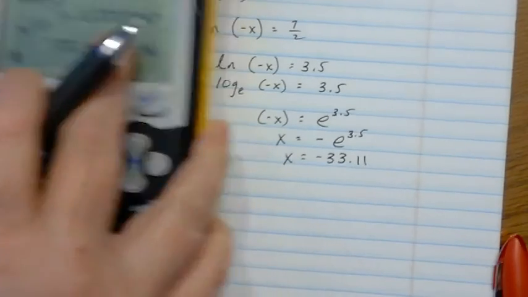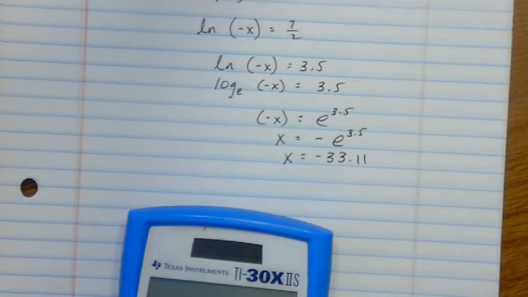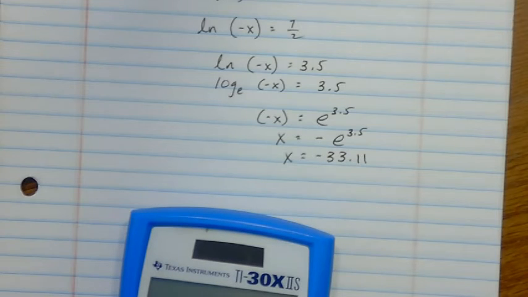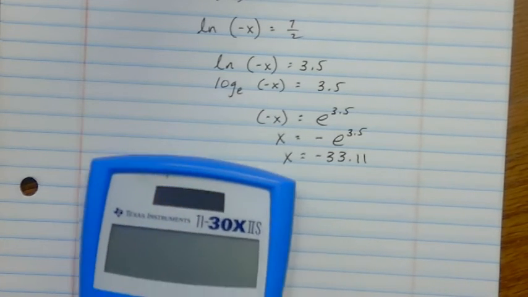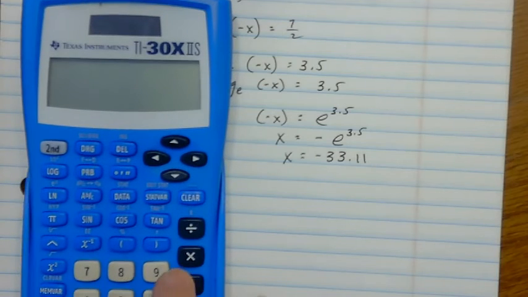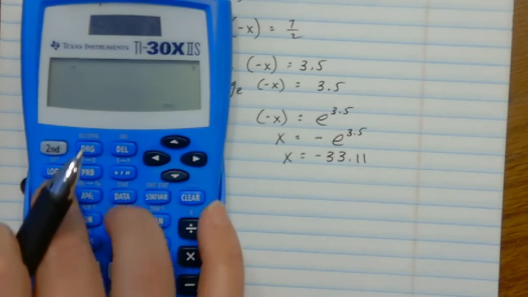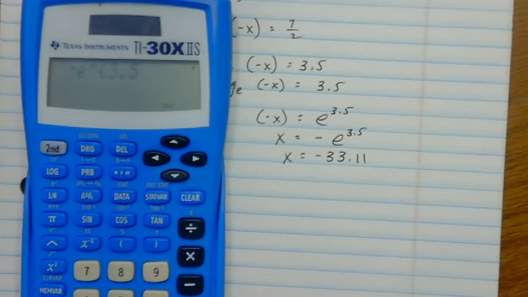You could also do that on the TI-30. I'll show you on that one. On that one, I have to find the E because I'm not familiar with this calculator. It's right above the LN key. So on that one, I'm going to type in negative second ln to the 3.5 power.